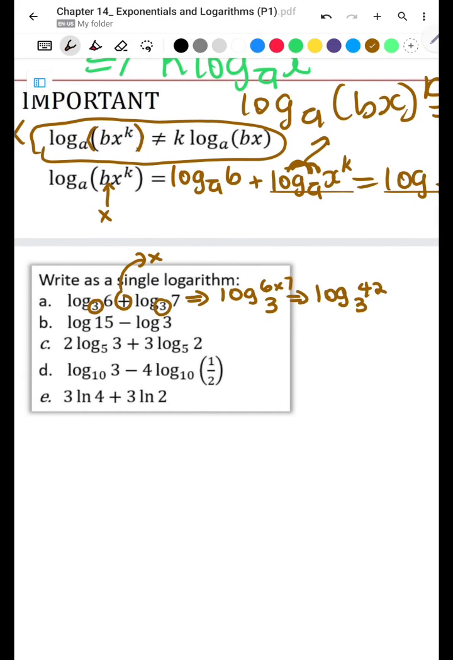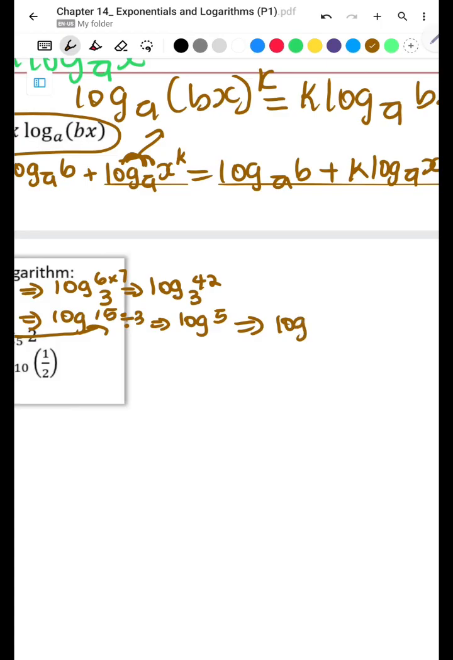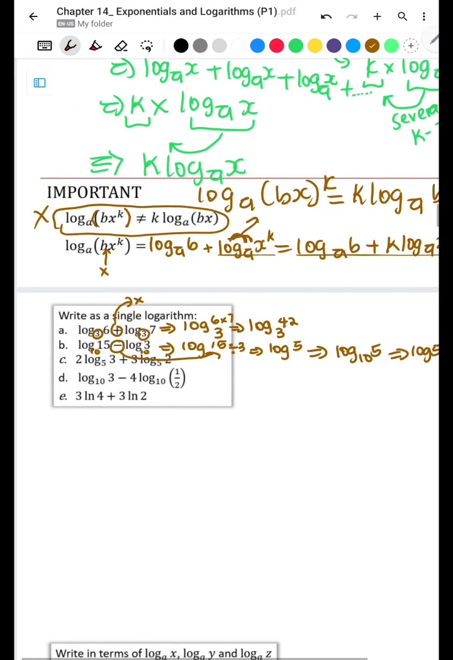Now I don't have a base here, and I know 10 should be there. I can do this by even ignoring the 10. Log 15 minus, that means I'm going in with division here, divided by 3. That equals log of 15 divided by 3, which is 5. So log 5 is the same thing as log base 10 of 5, which is the same thing as saying log of just 5. We are mathematicians at this stage.